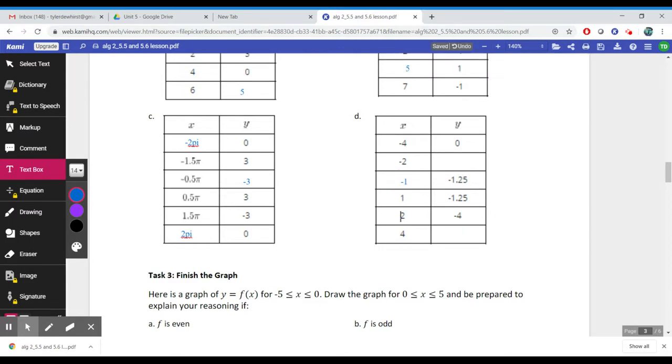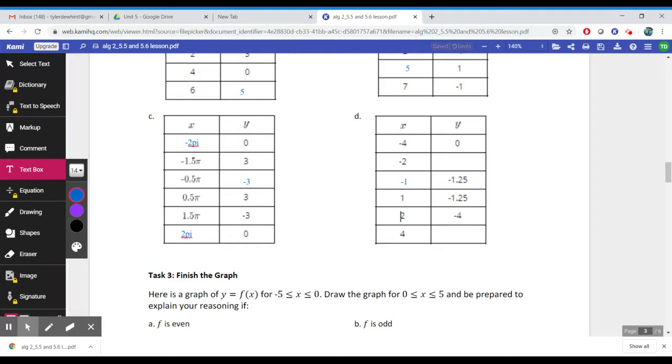So I can see that changing the sign on the inputs does not actually change the output's result. So when we plug in +1, we get -1.25. When we plug in -1, we still get -1.25. So that means that our function is even.